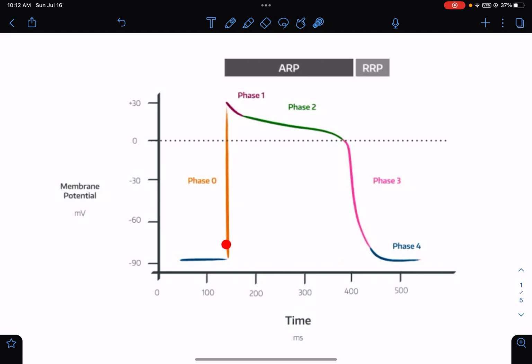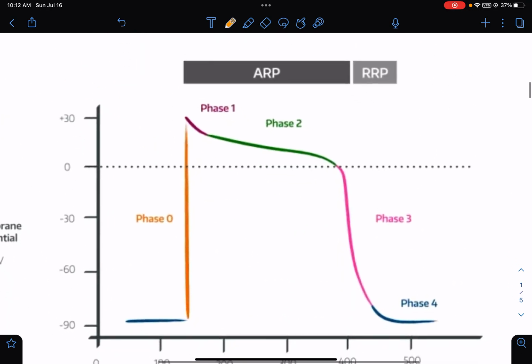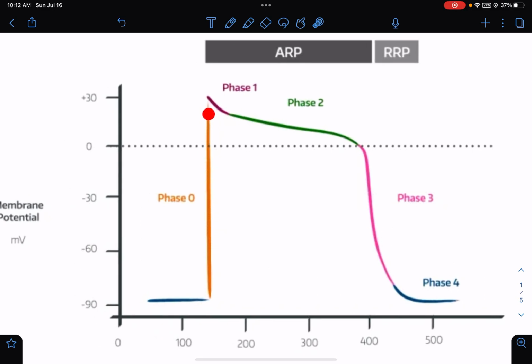Okay, after that, we'll move on to phase 0. Here is your phase 0. What happens in phase 0? Let's see with that photo. Here, in phase 0, there will be a rapid sodium influx. Okay, I will use a different color. Here, there will be movement of sodium into our cardiac myocyte. So there will be a lot of positive ions here, right? So the action potential moves upward, reaches 0, and then passes through it to plus 30. That's our phase 0. That means in phase 0, there will be rapid influx of sodium into our cardiac myocyte. You need to know that.